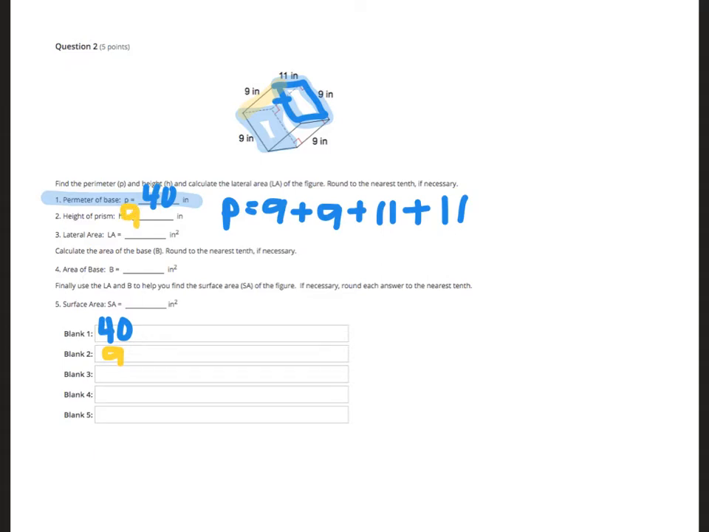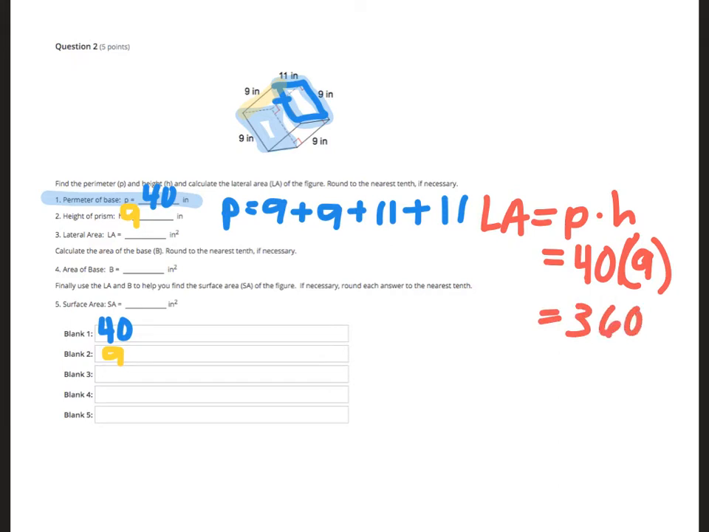And then the last part we're going to do right now is your lateral area. Remember, lateral area equals your perimeter times your height, so those two numbers we just found. We're going to do 40 times 9. When I multiply 40 times 9, I get 360 as my final answer. So again, we put 360 here, 360 here.